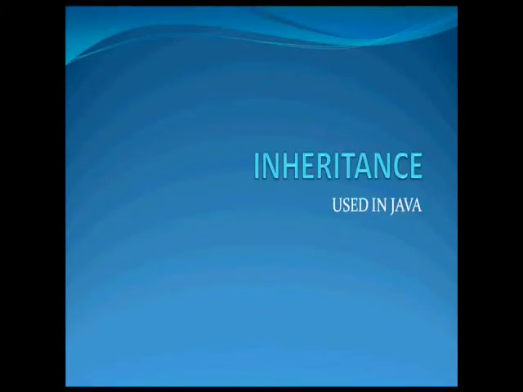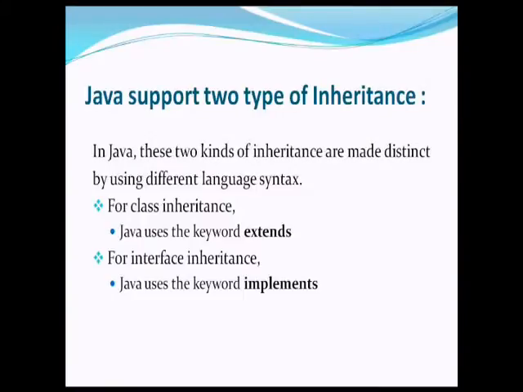We are now going to look at how inheritance is used in Java. There are two types of inheritance used in Java language, which are: for class inheritance, Java uses the keyword extends. And the next point, for interface inheritance, Java uses the keyword implements.